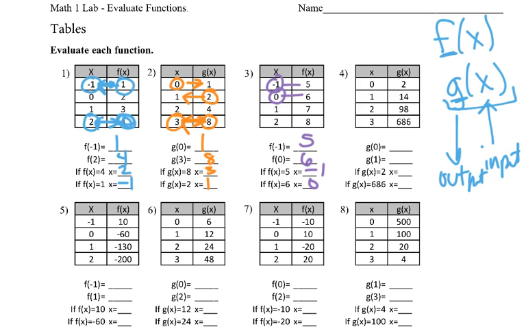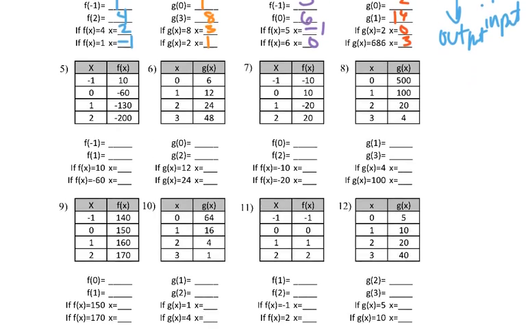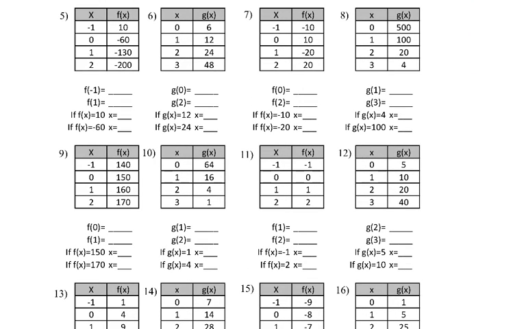And 4, g of 0 would take us to 2. So g of x equaling 2 would take us back to 0. G of 1 would give us 14. And g of x of 686 would take us back to x equals 3. Alright, so that's all there is to it on these. Okay, so plenty of practice so we know exactly what we're doing.